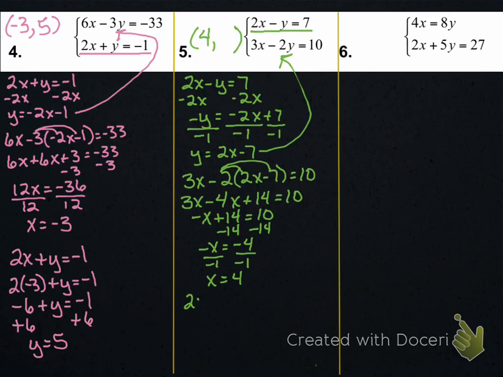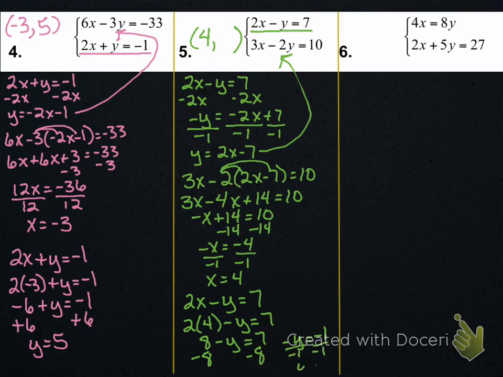Alright, I'm going to insert that into the equation 2x minus y equals 7. So 2 times 4 minus y is 7. That's 8 minus y is 7. Subtract 8 from both sides. I get negative y is equal to negative 1, divided by negative 1, and that gives me y is equal to 1.